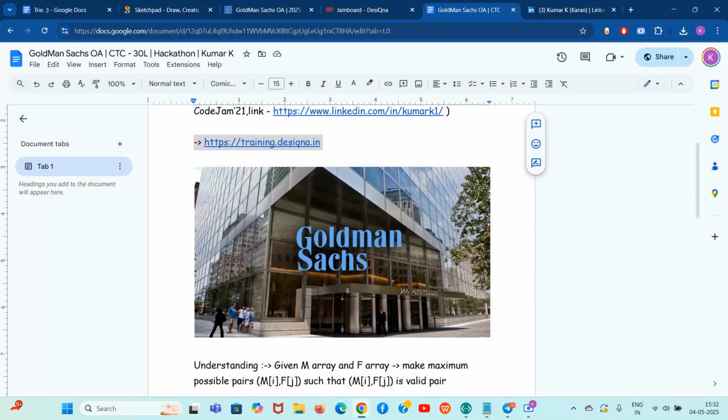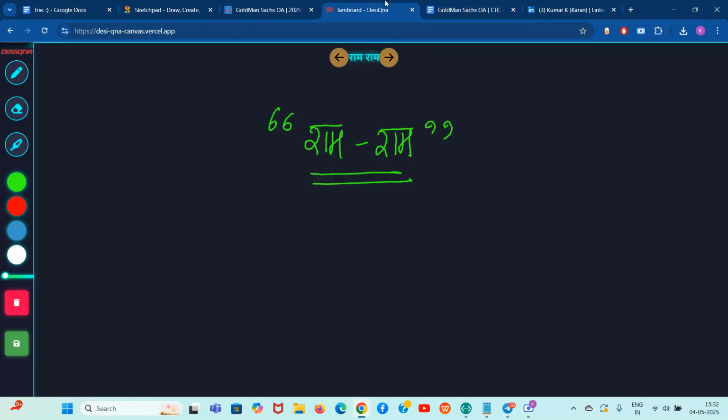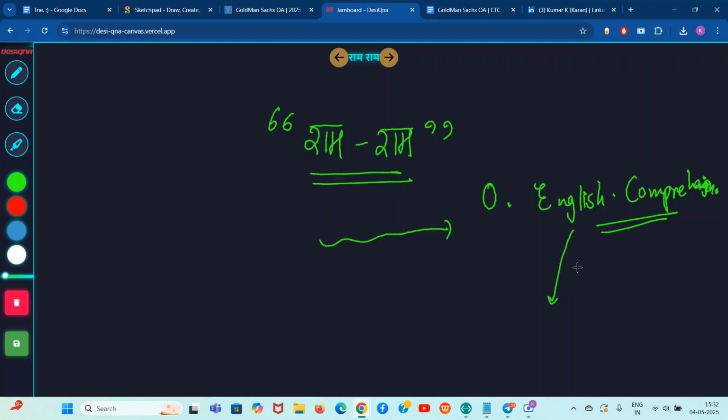So now let's go through the Goldman Sachs online assessment. Whenever you're trying to tackle an online assessment problem, the first thing you need to improve is your English comprehension skills, because generally the questions asked in online assessments are not straightforward in nature. They are generally large paragraphs, stories, and you have to understand that story and summarize it for yourself in 1 to 2 lines.